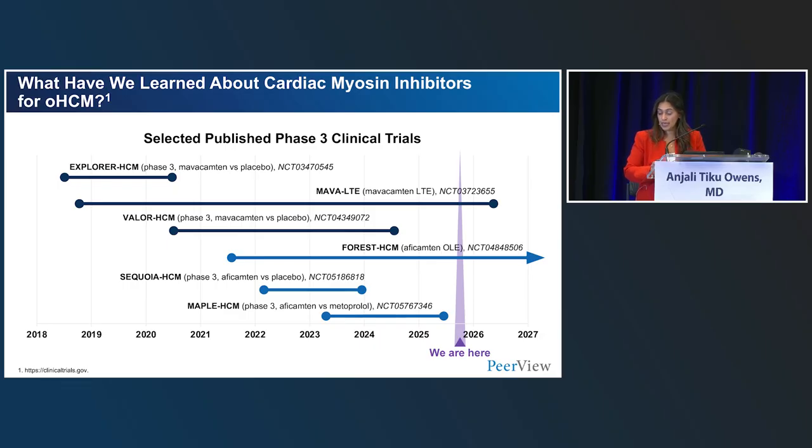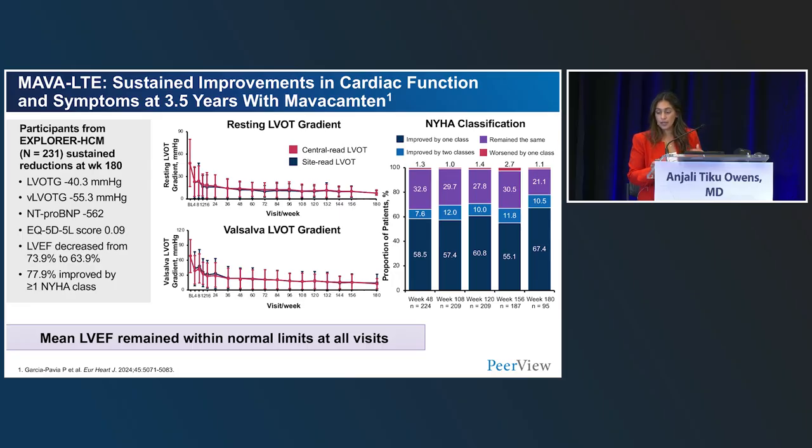Next, we have the trials that were done for aficamten. So the first phase 3 is the SEQUOIA trial, looking at aficamten versus placebo. That read out just in the last year. And now we have the MAPLE phase 3 trial, which was aficamten head-to-head against metoprolol. So going back to our historical days of not having RCTs of metoprolol, we now have one head-to-head against aficamten. That was presented just a few weeks ago in Spain, and we'll go through that data. Patients from the aficamten program are now enrolled into the FOREST-HCM open label extension, and we'll go through some of that data. So first, let's start with the mavacamten open label extension.